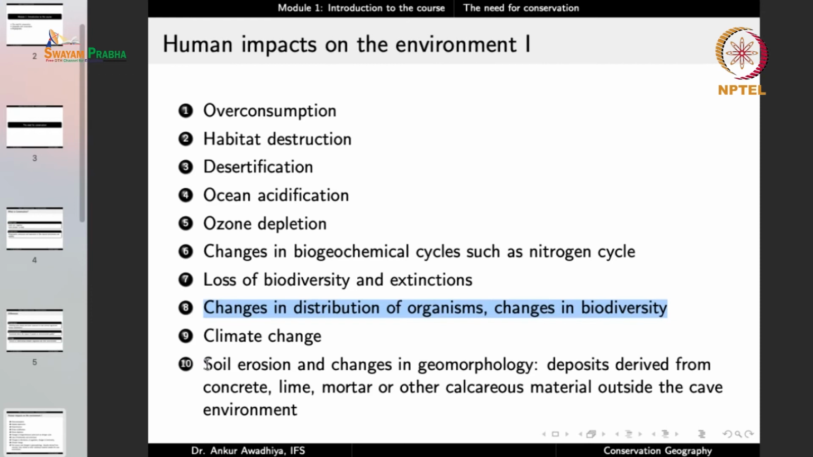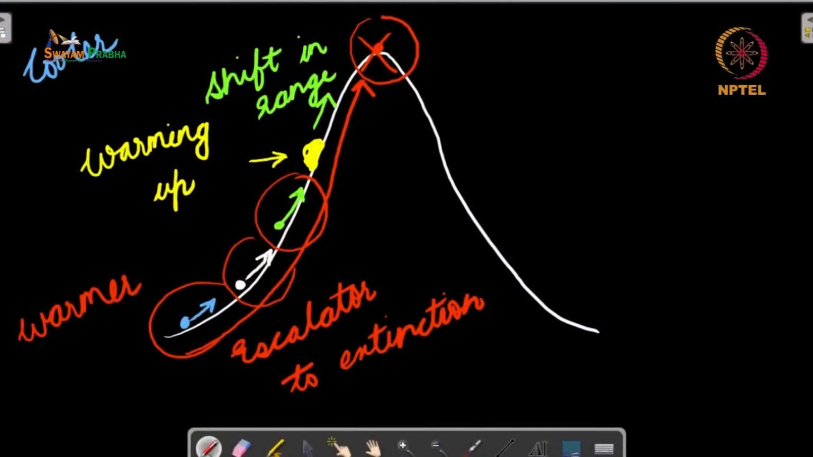Another impact is soil erosion and changes in geomorphology. Because we are denuding the soil cover, removing all the trees and plants, it is now much easier for the soil to get eroded. So we are now observing that in many places we no longer have the soils, and the soils that have been eroded move to other places and get sedimented there. Now how does that impact us?